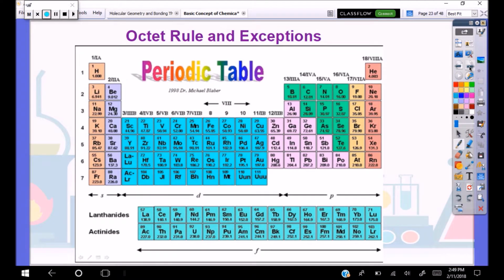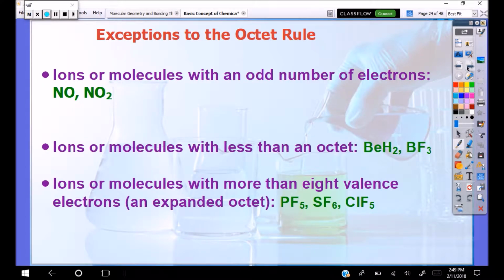So when we're looking at the octet rule and some of our exceptions, this is going to be our area of focus here, energy level 3. When we're in energy level 3, we are benefited by the fact that there is this D sublevel, and that will help explain some of our exceptions. When we have an odd number of electrons, we form what's called a radical. You'll see these a lot more when you get to organic chemistry. You won't really see them as much for now. But two examples are NO and NO2.